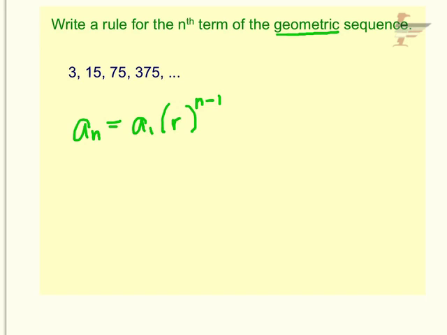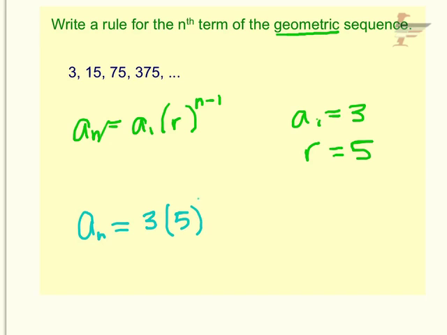So if they're actually giving you the sequence, that's wonderful, because you know then what your first term is. It's just that first term. And the common ratio, so we just look at the sequence to figure out what are we multiplying by to get to the next term. And just by looking at that, we can see that we're multiplying by a 5. So the rule for the sequence is just going to be an equals first term 3 times your ratio 5 raised to the n minus 1 power.